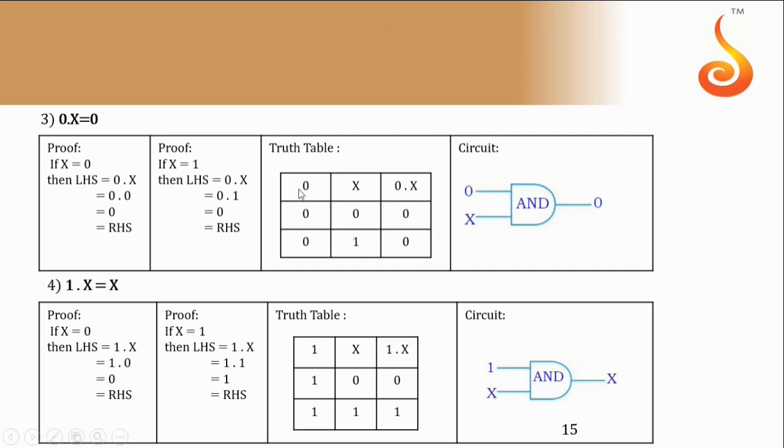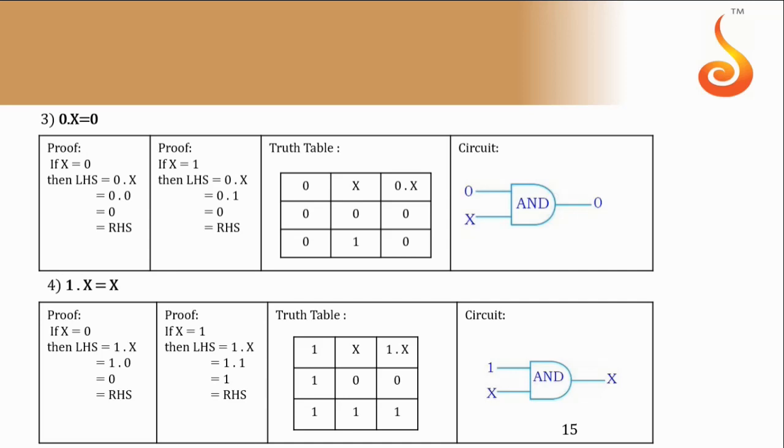This is 0 dot x is equal to 0. So this one and this one, the first column and the last column, because 0 dot x is equal to 0. So this is the column for the RHS, this is the column for the LHS. So both are same. And this is the logical circuit. That is, one input is 0, means whatever is the value of x, the output would be 0. X can be 1 or 0, it doesn't matter.